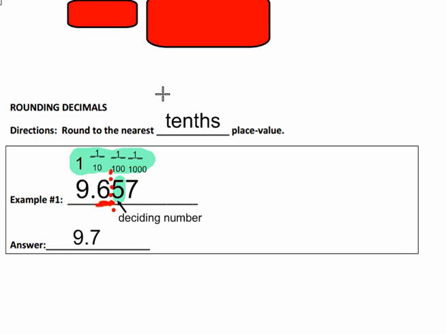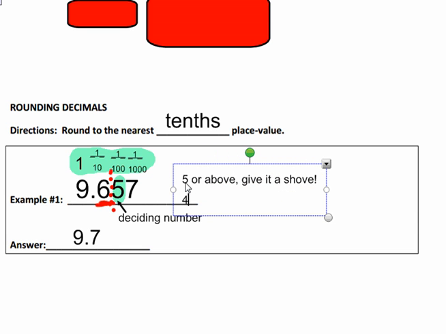I always use the rhyme: 5 or above, give it a shove; 4 or below, leave it low. And that applies to the deciding number. So it's 5 or above, give it a shove, 4 or below, leave it low. That is my little rhyme that goes with the deciding number. Since 5 is 5 or above, we're going to give 6 a shove, and our answer is 9.7.